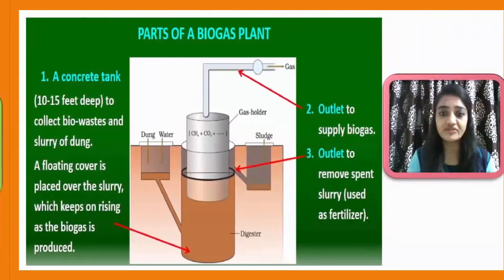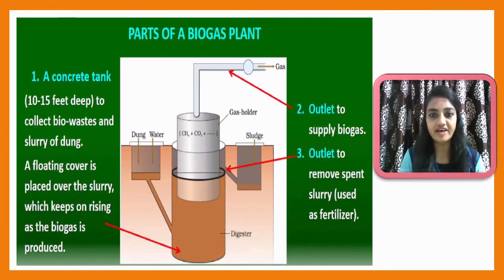Now let us try to understand which type of setup is required for biogas production. Here are some parts of a biogas plant. The main part of any biogas plant is a concrete tank. This is the concrete tank, which is 10 to 15 feet deep, to collect the bio-waste and slurry of dung. Here you can see a floating cover placed over the slurry. It must be floating, so that it keeps rising as the biogas is produced.